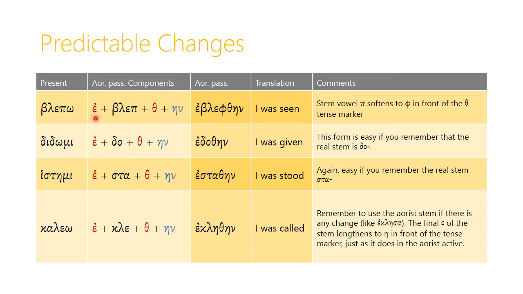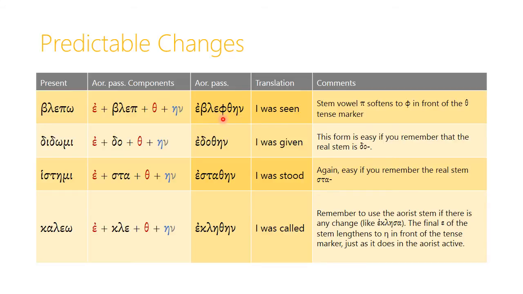So we might guess that the aorist passive form of blepo would be eblepthane. The only trick here is the P at the end of the blep stem, when it runs up against the theta, which is a fricative consonant, the th sound. It makes the P go rough or fricative as well. So instead of blep, the stem becomes blef with an F sound. So the aorist passive form is eblephthane.